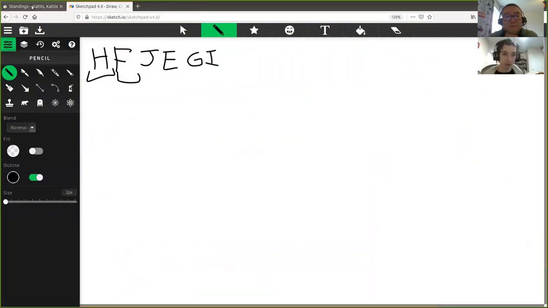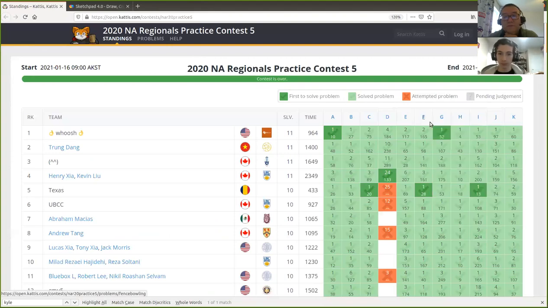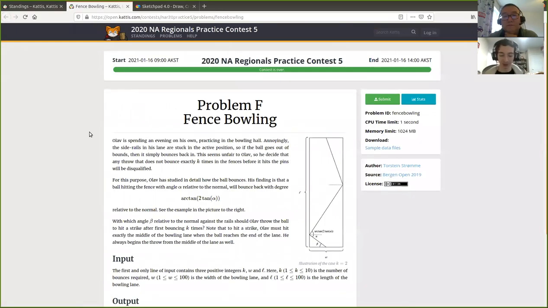Next there's F. I'm skipping some problems like C, which I really didn't like because the hardest part was to understand what it was saying.